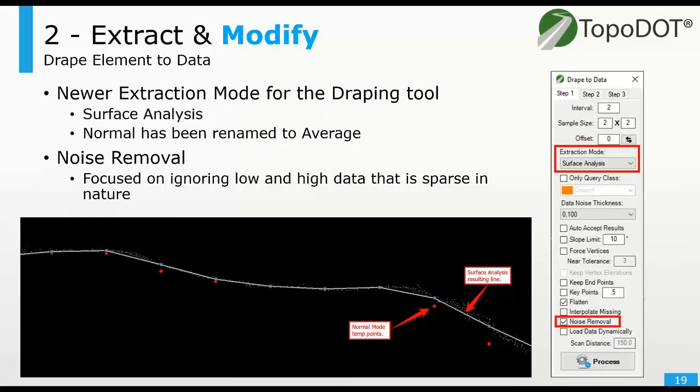All right, so the next extraction tool is going to be the drape element to data. There is a newer extraction mode for this tool, which we're calling surface analysis. Previously, the main go-to mode was the normal mode, but that has been renamed to average. And then we modified it even further to become the surface analysis one.